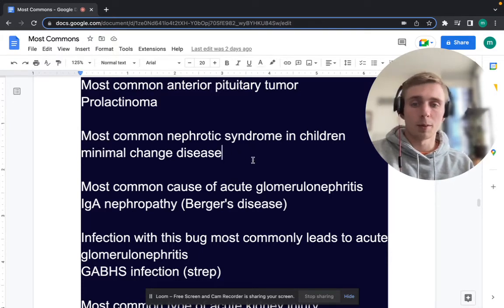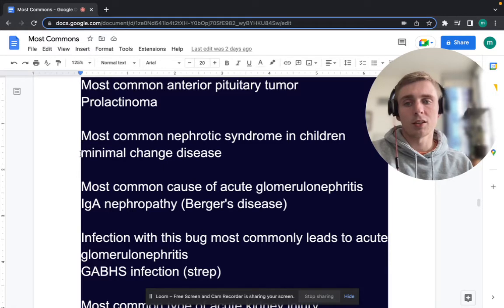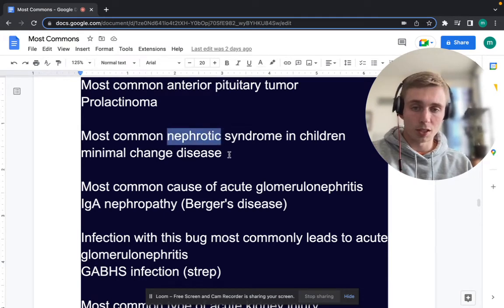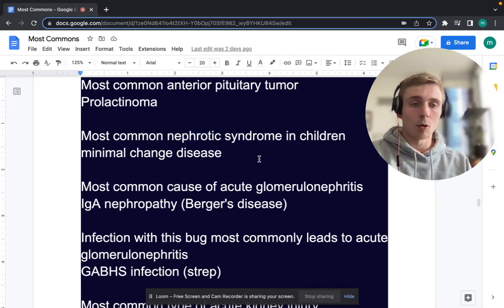But effacement of the podocytes on a high-powered microscope, initially, when they discovered it, they couldn't tell, so it's minimal change disease. And so nephrotic syndrome, remember, they could be having edema because they're losing protein, so they're going to be having third spacing. They could also have edema around their eyes, periorbital edema, especially in kids in the morning.